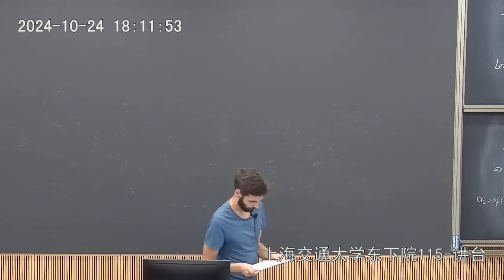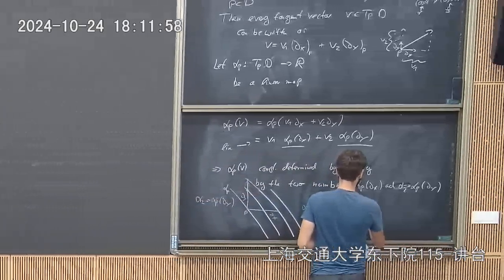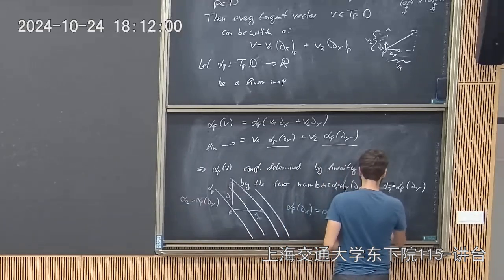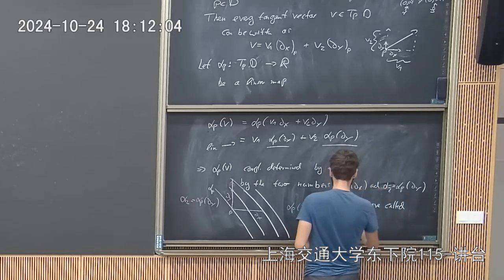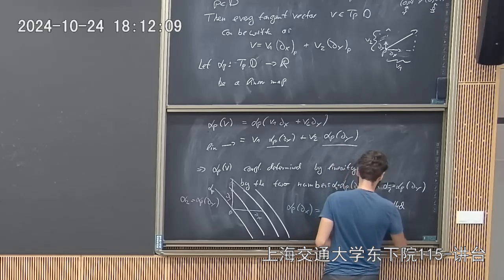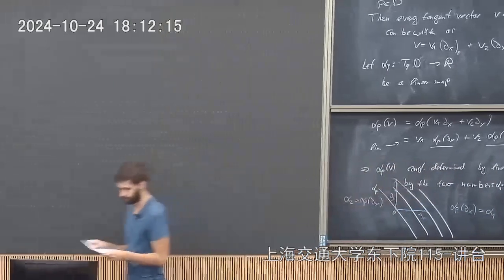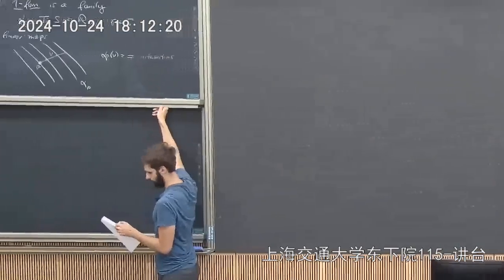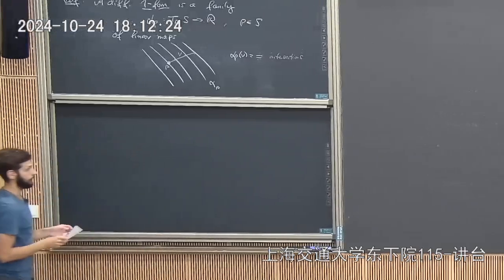And these numbers, alpha 1 and alpha 2, are called the components of alpha. So similar to vectors, where we also call them components, we now have the components of the differential form at that given point.